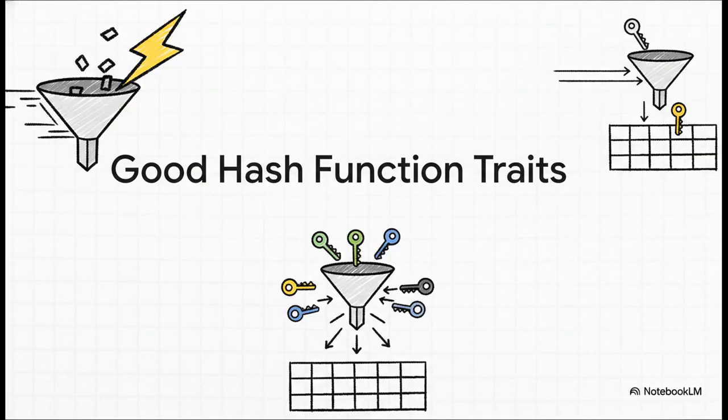Of course, not all hash functions are created equal. The really good ones, the ones we want to use, have three key traits. First, they have to be incredibly fast. Second, they have to be deterministic, which is just a fancy way of saying if you put the same key in, you always get the same index out, no exceptions. And finally, and this is crucial, they need to be great at spreading the data out evenly, so we don't get all our files piling up in just a few drawers.